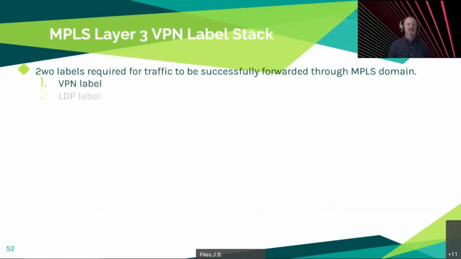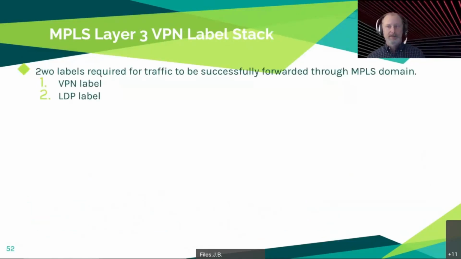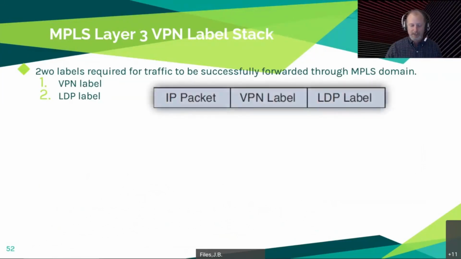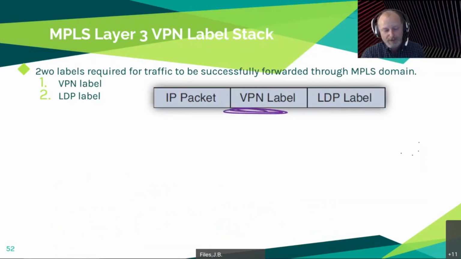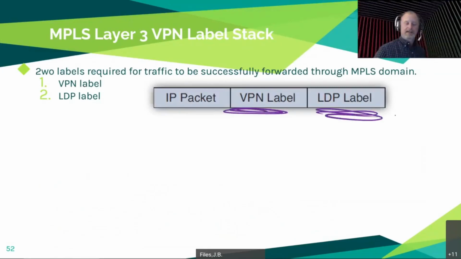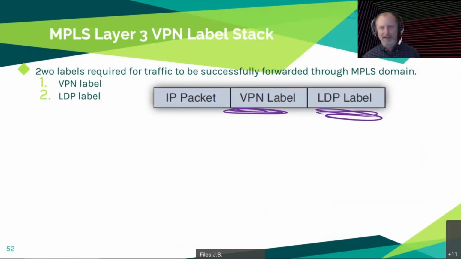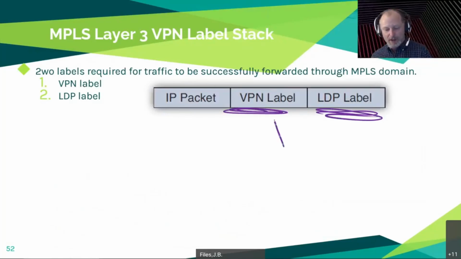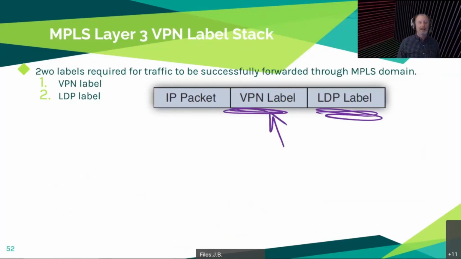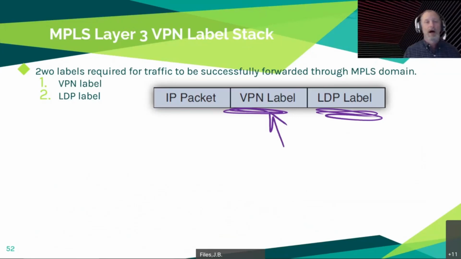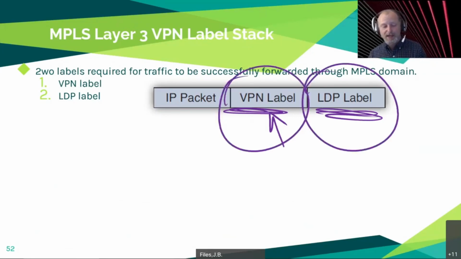So basically that gives us the VPN label and the MPLS label, right? The VPN label and the LDP label, the label distribution protocol, the MPLS main label. And so the VPN label is just to distinguish overlapping IP spaces for BGP. So this is BGP, this is MPLS.